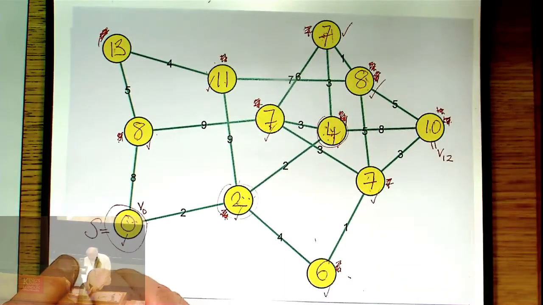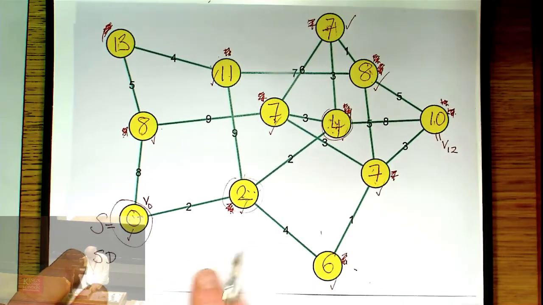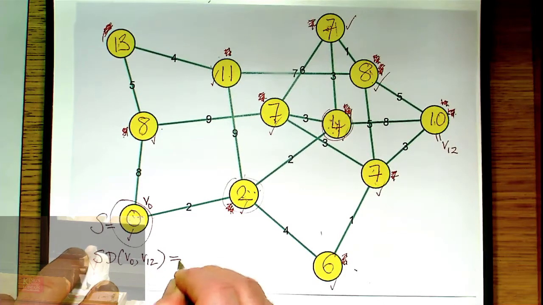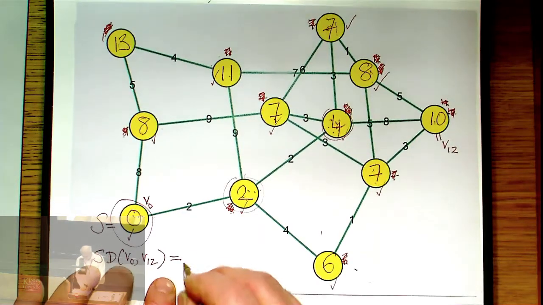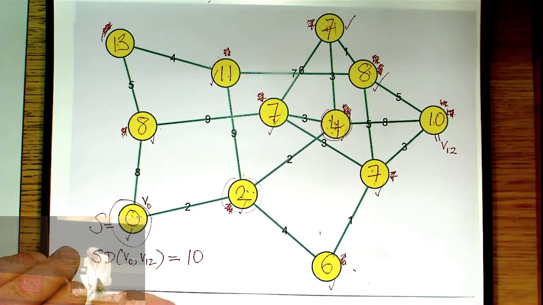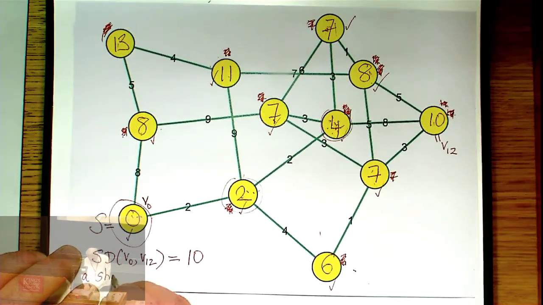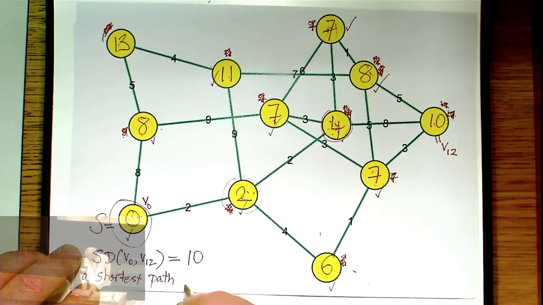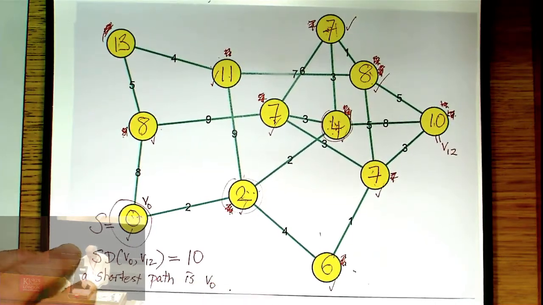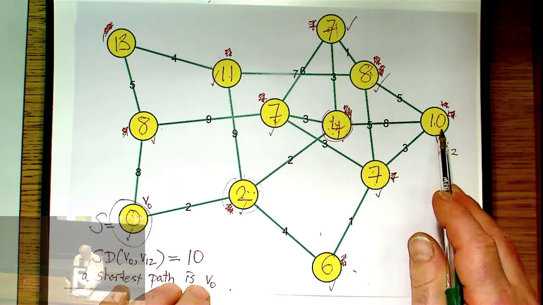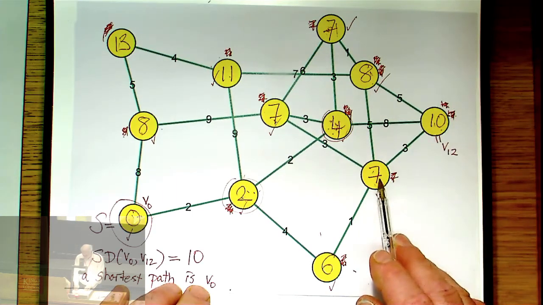So the shortest distance from V0 to V12 is equal to 10, that's what I'm claiming. And the shortest path, there may be more than one, but a shortest path goes from V0, I have to remember how I got the 10 actually. How did I get the 10? I think it came through the 7.